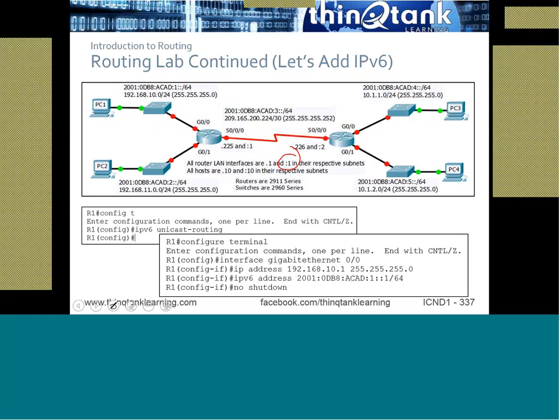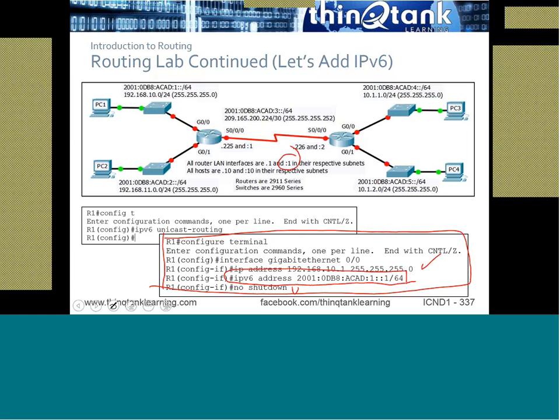Look at how we configure the address information on our interfaces. Now, you guys don't have to do the no shutdown because that was already done when you did your initial configuration. You guys don't have to do the IPv4 configuration because that was already done in your initial configuration. So essentially what we're doing is we're adding our IPv6 address.